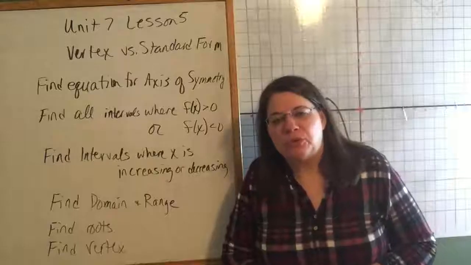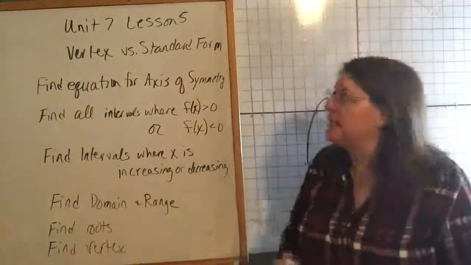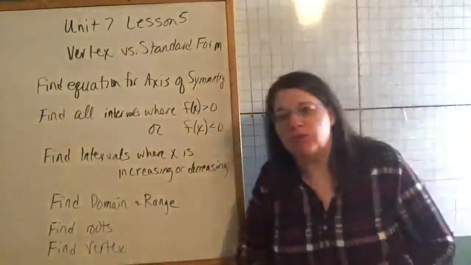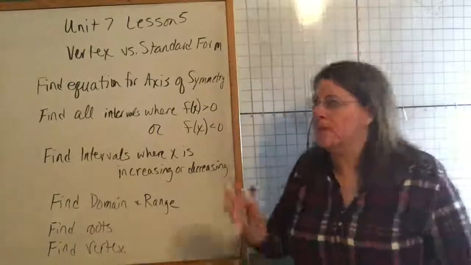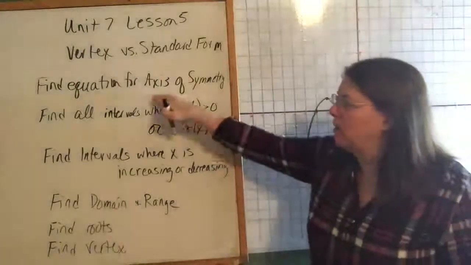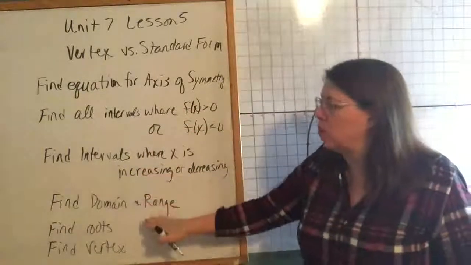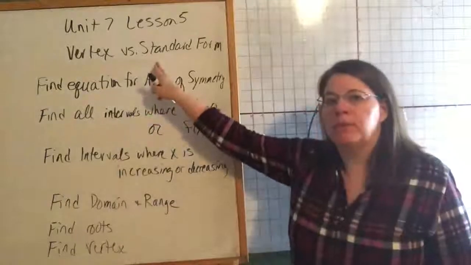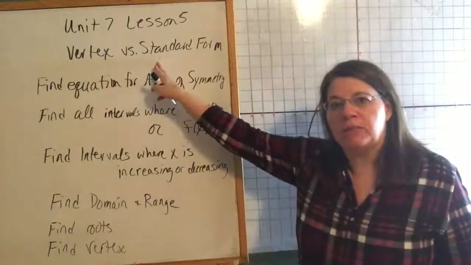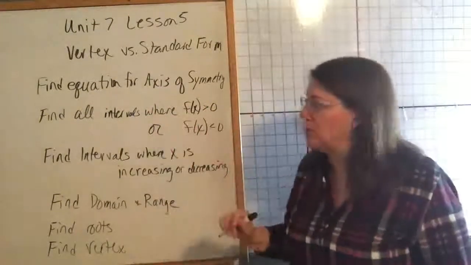This is Algebra 2, Unit 7, Lesson 5, and today we're going to talk about vertex versus standard form a little bit more, but this time we're going to talk about all of these different things and which form of the parabola or the quadratic would be the best for finding this specific information.